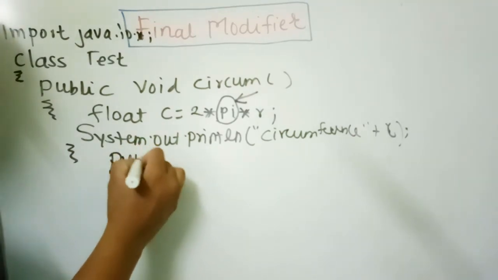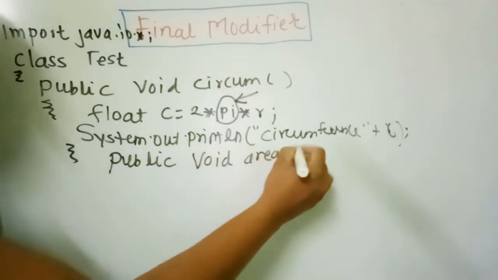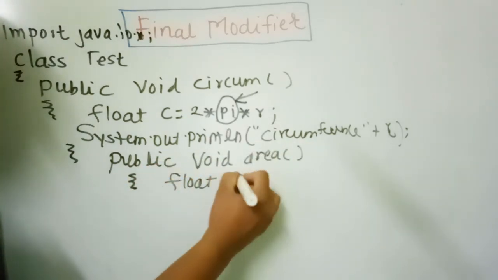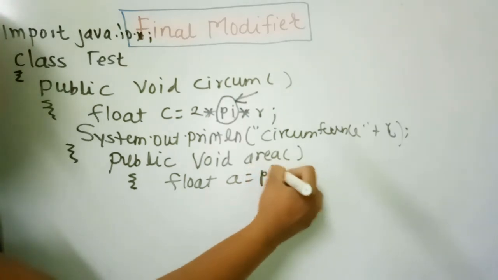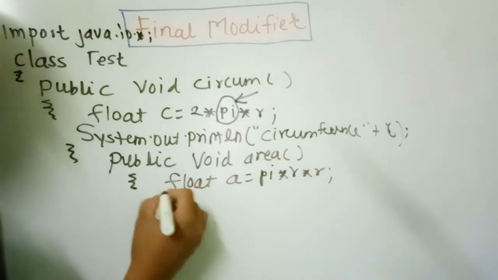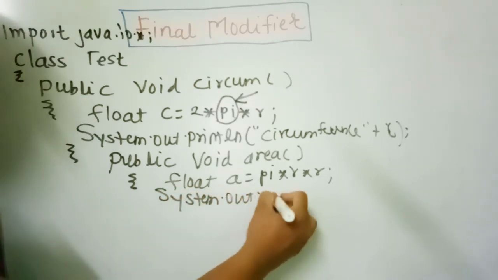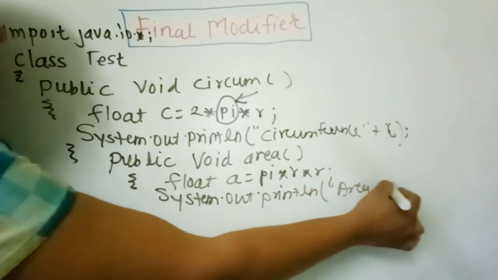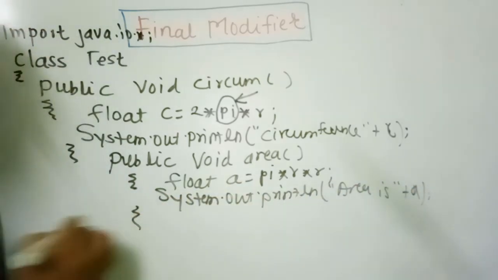Now we will calculate the area, that is public void area. Simply, area is what? For example, float type A equals pi r square, that is r into r. Simply print it, System.out.println, area is, and we will complete it.